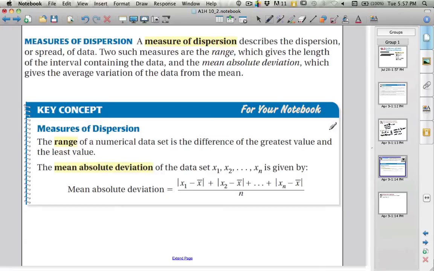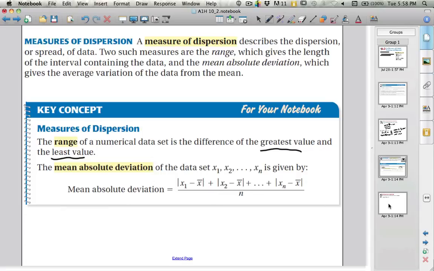When we look at measurements of dispersion, we have the range, which is the difference between the largest and the smallest value, the difference between the greatest value and the least value. And we have mean absolute deviation, which is different than standard deviation, a phrase you may have heard before. This is a different measurement. Mean absolute deviation involves taking every observation, finding how different it is from the mean, adding them up, and dividing by the number of observations. So we're finding the average difference from the average.